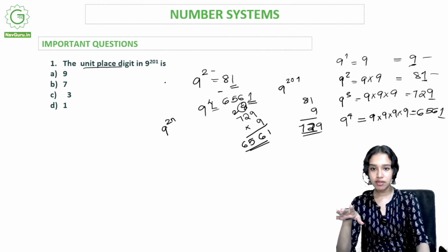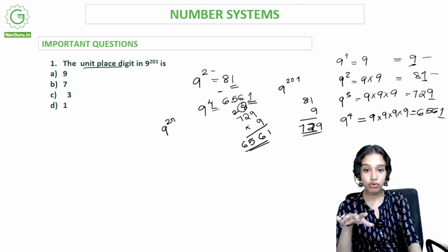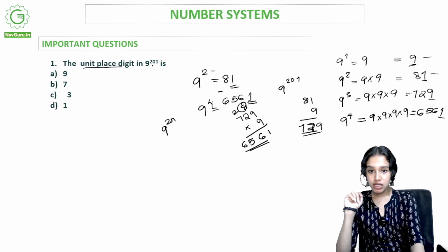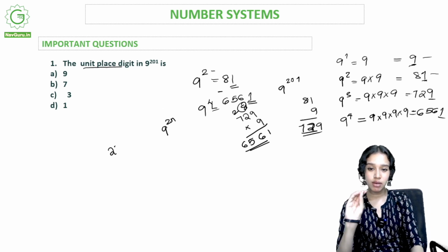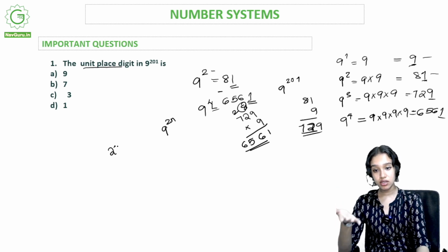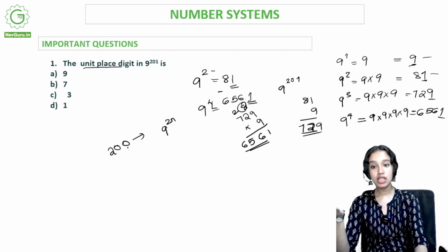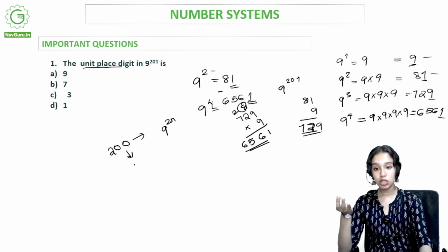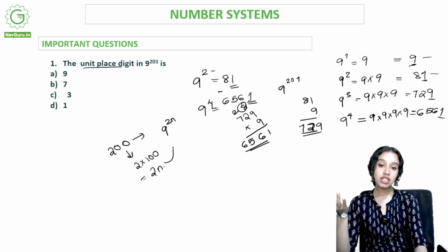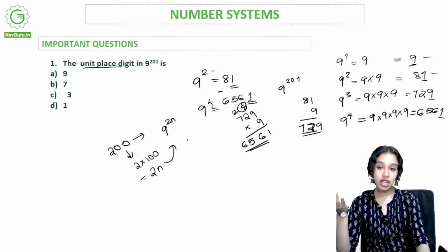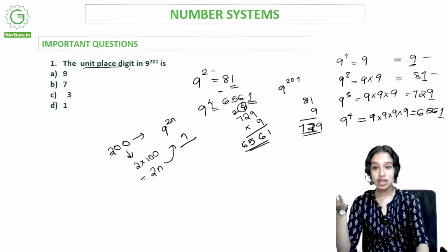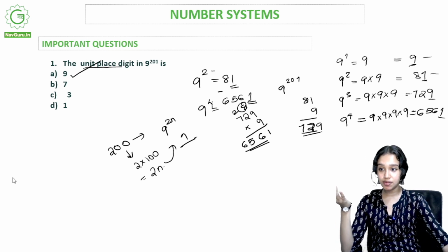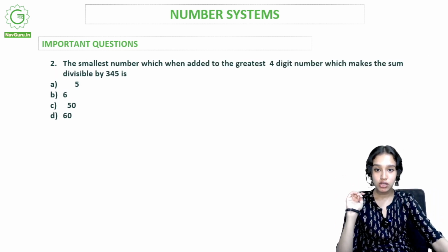So we could see whether 201 is a multiple of 2. Is 201 a multiple of 2? It's not. So which is the closest number which is a multiple of 2? It is 200. So 200 can be written as 2 into 100, which is 2 into n. For this one, the last digit would be 1. And for the other number, it would be 9. So 9 is the right answer here. So let's move on to the next question.